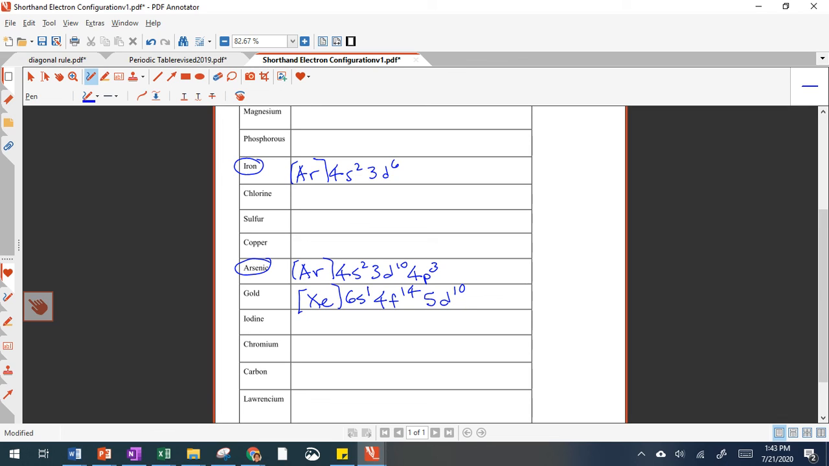So shorthand configurations, you still think about your exceptions. You still follow the diagonal rule. You always use the noble gases to shorten your configurations. So let's just label this. This will be the noble gas from previous row. This is our row number. And we always start with s.